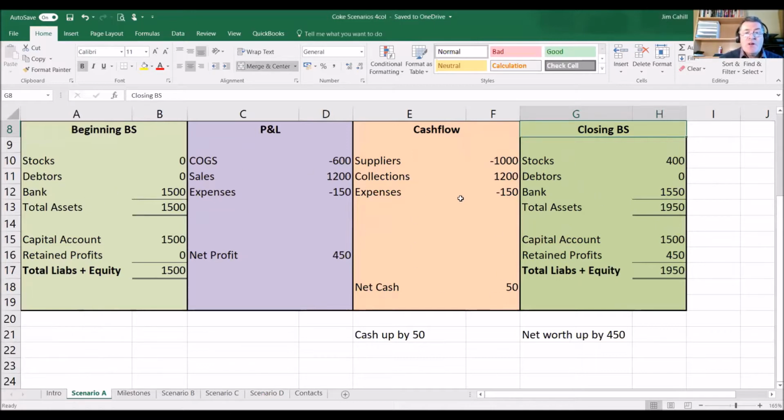Your cash flow is the movement of cash. Cash is part of the balance sheet, but you can have a profit of 450 and only have 50 in cash. Cash and profit are not equal, and that's a very important distinction.